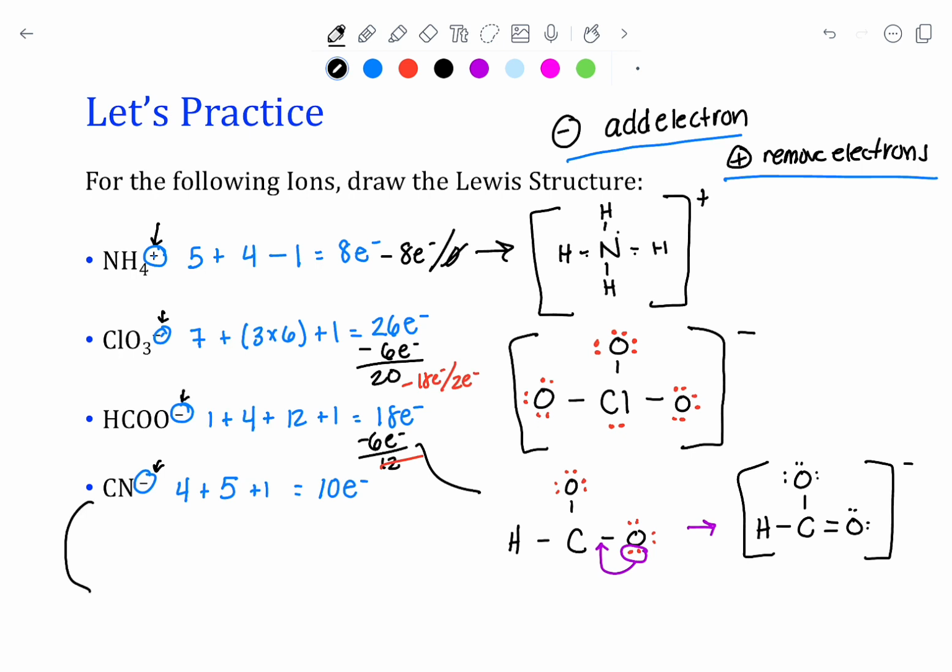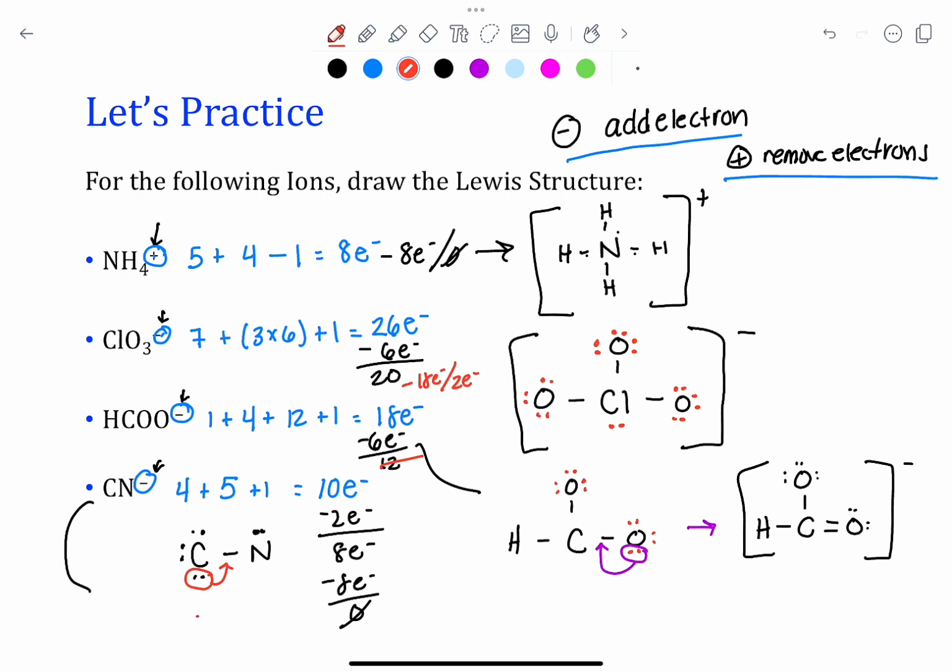Our last example is CN-. This is a good one. So we have C bonded to N. I used 2 electrons to do that. I now have 8 electrons left. So let's take those 8 electrons. Let's say 1, 2, 3, 4, 5, 6, 7, 8. Well, I used up all 8 electrons, making my lone pairs, but now my nitrogen only has 4 electrons around it. So carbon is going to donate one of its lone pairs there.